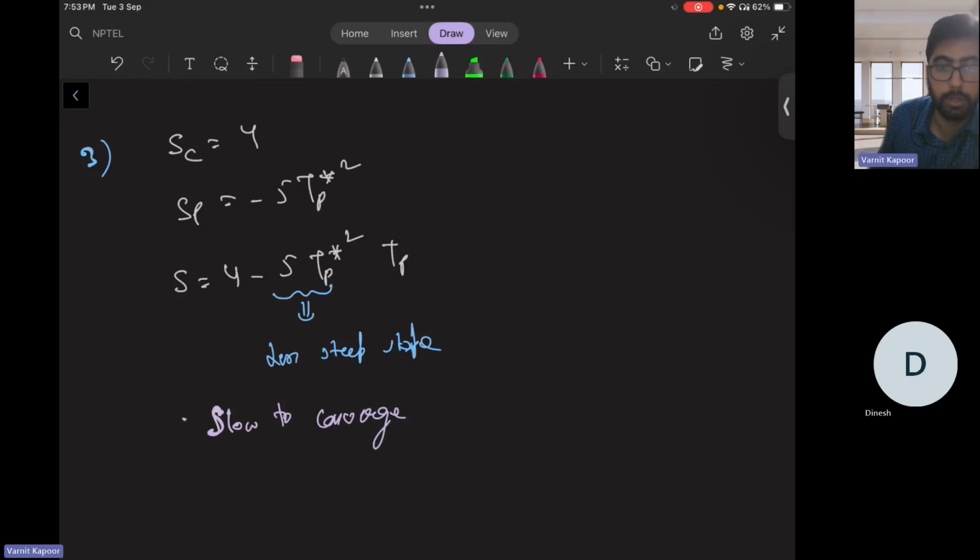Slow to converge. Does not account for the fall of S with T. Slowly it will converge, so it is not necessary that the convergence rate will be high. Another case can be when SP is greater than 0. If you see here, all the values of SP are negative, negative 5 TP square or negative 15 TP square. SP can also show a positive value.